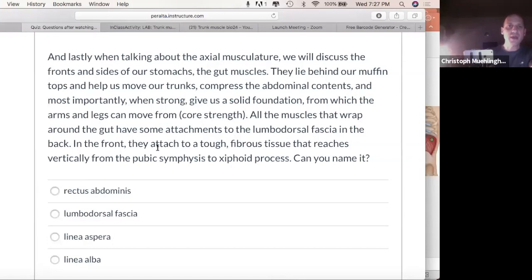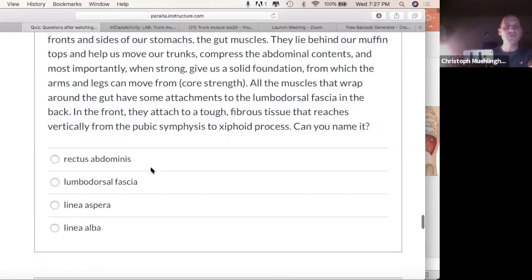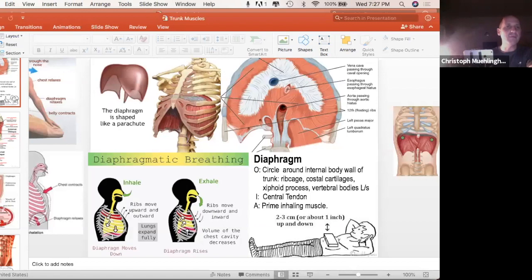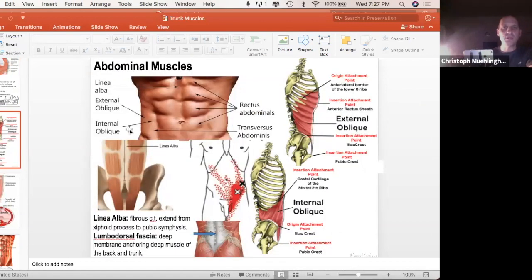All the muscles that wrap around the gut have some attachment: the lumbodorsal fascia, that's in the back. In the front, they attach to a tough fibrous tissue that reaches vertically from the pubic symphysis to the xiphoid process. What is it called? Linea alba. Yes. Here we go. That up and down thing is the linea alba. All right. Good.